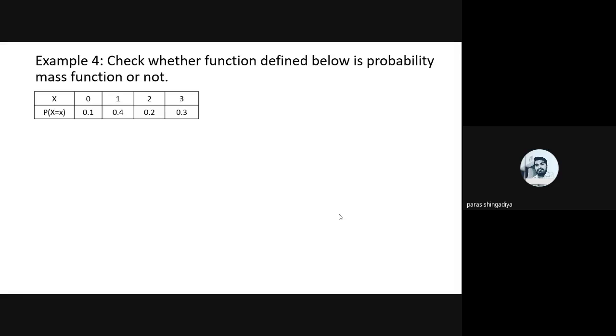Here directly a table is given for the given data. So check whether the function defined below is a probability mass function or not. So all of you please check it. Is it a probability function? दोनों कंडीशन आपको इसमें चेक करनी हैं. The probability distribution is directly given. आपको चेक करना है कि probability mass function है या नहीं.